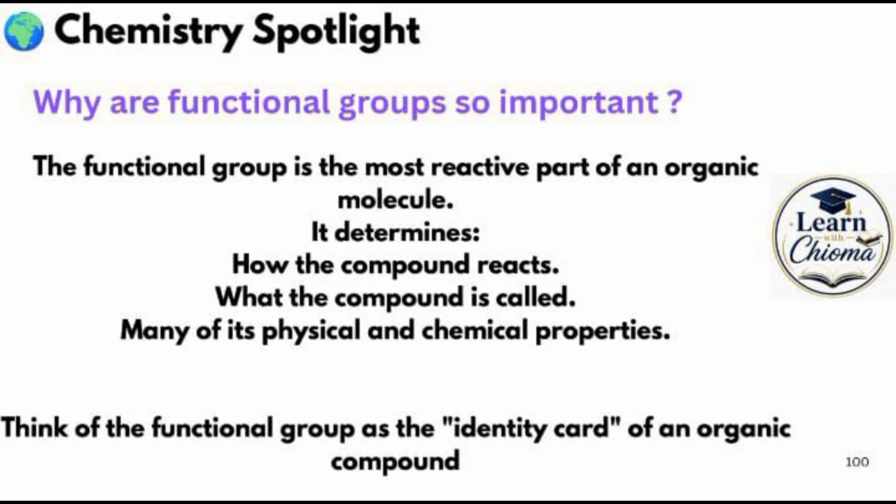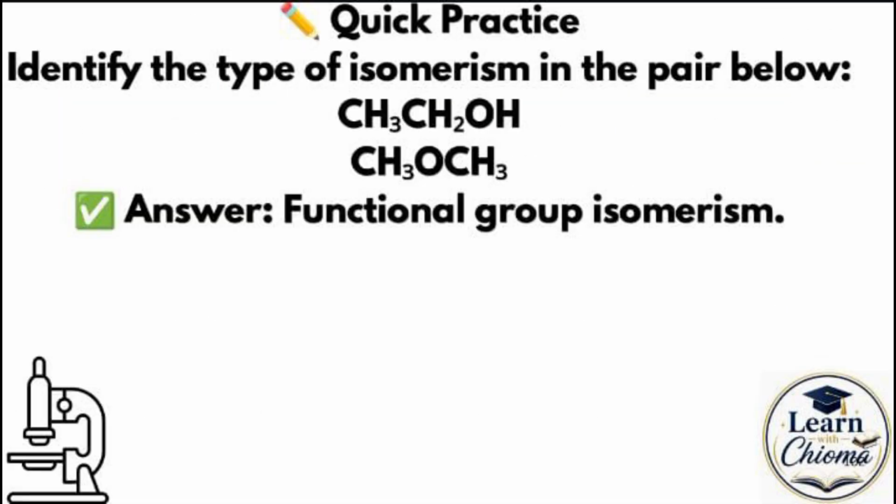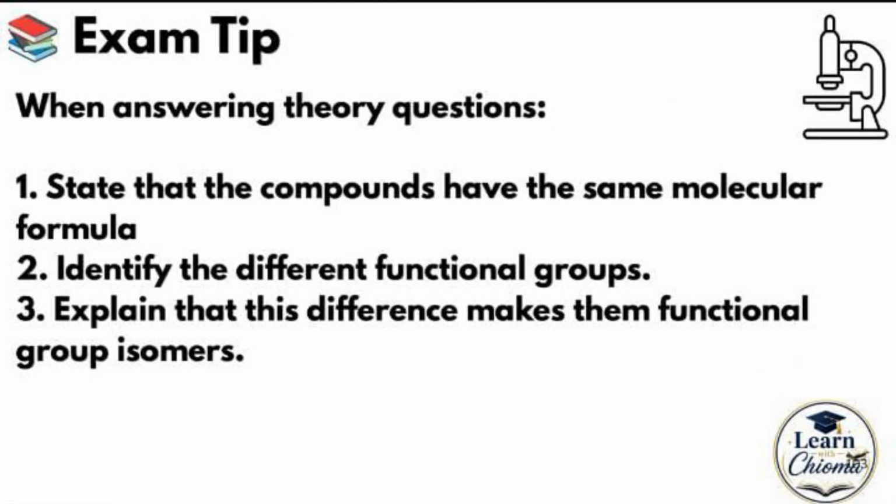We've now explored the three major types of structural isomerism. The final type we'll study is geometrical isomerism, where molecules have the same structural formula but differ in their arrangement in space around a double bond.